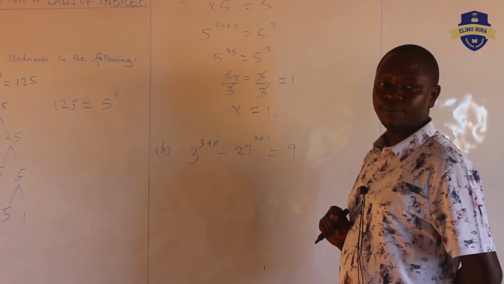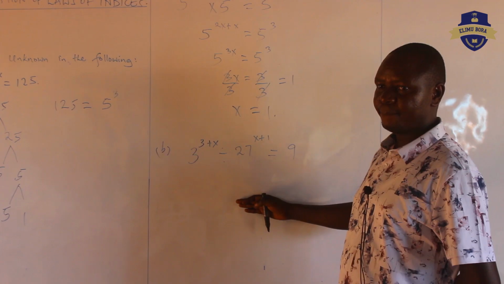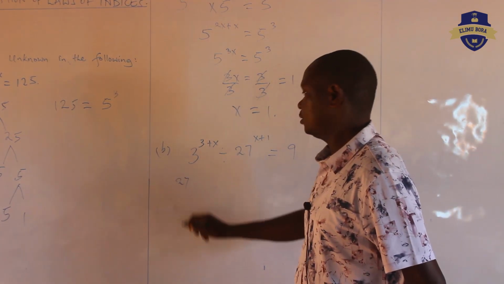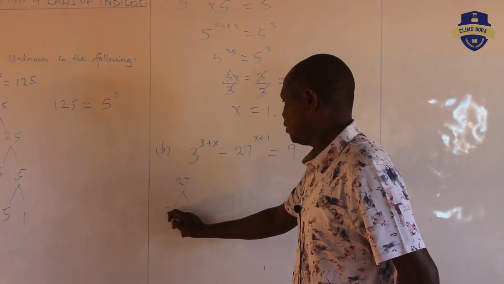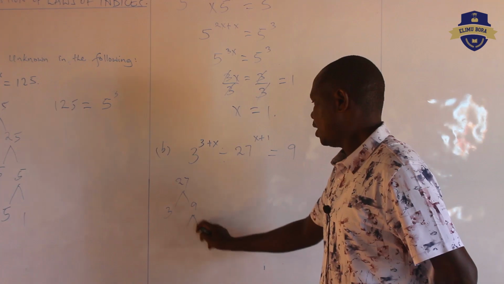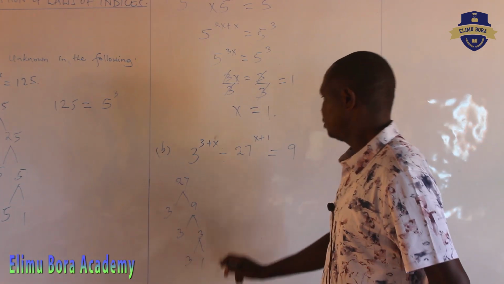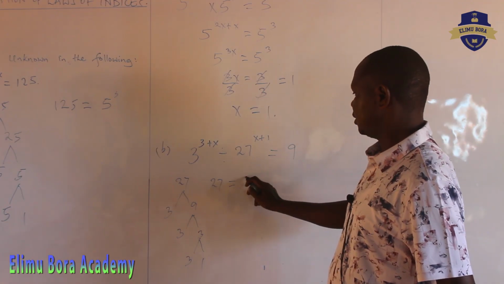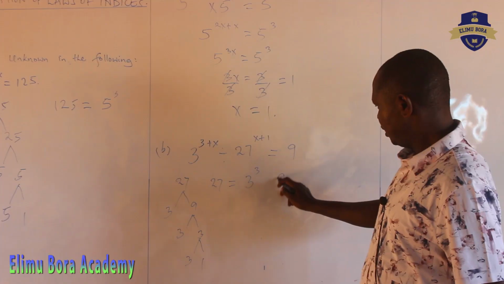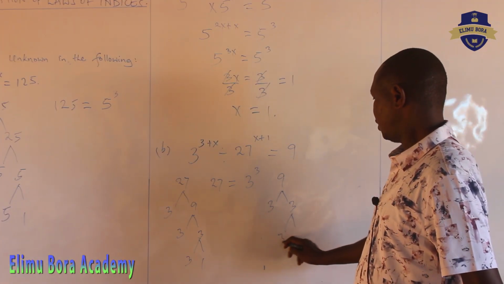Both of them, we convert them into what? To the base of 3. Sawa? Tunaelewana? Sasa tutaanza na 27. 27 divided by 3 goes there how many times? 9. Again 3, 3, 3, 1. So 27 is the same as what? 3 power 3. Sawa? Now for the case of 9, 3, 3, 3, 1.